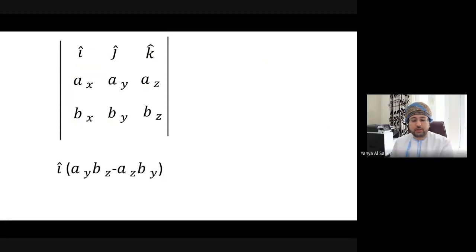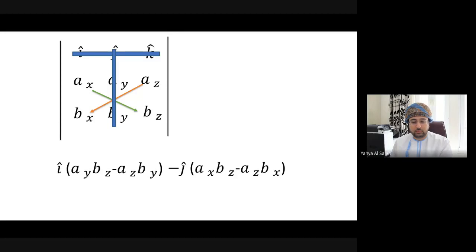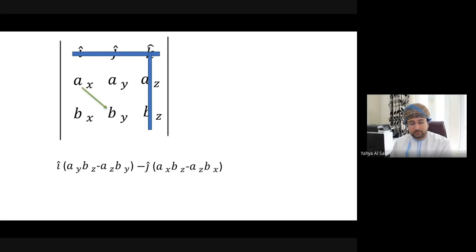Now I want to do the same with the J. I will cross off the J and I will do AX BZ minus AZ BX. Want to guess what we do with the K? Exact same thing, and we end up with that. So do not try to memorize this AY BZ, AZ BY thing. Just do it the matrix way. You don't need to remember anything. You just need to write it in a neat square and then go X. That's it.